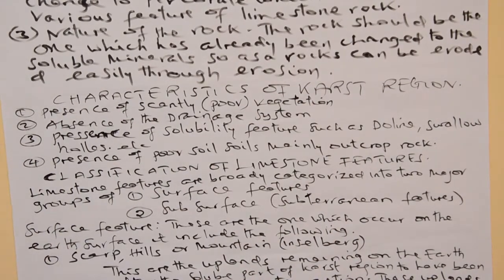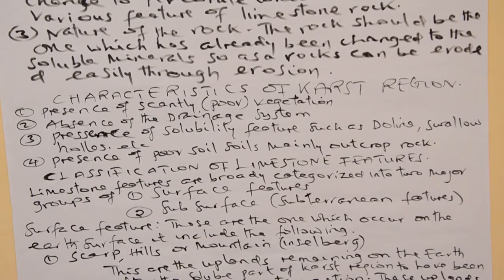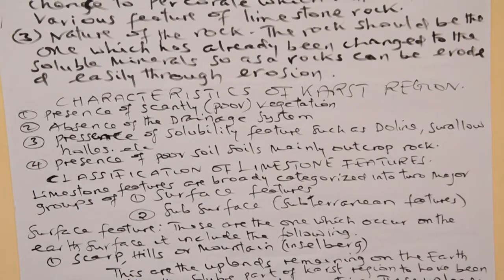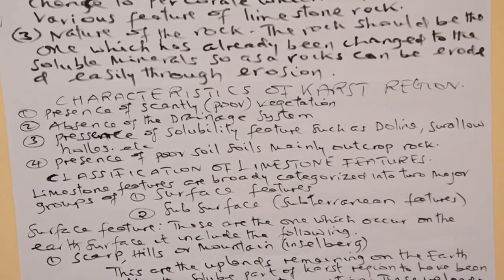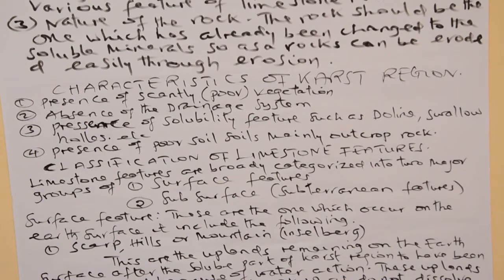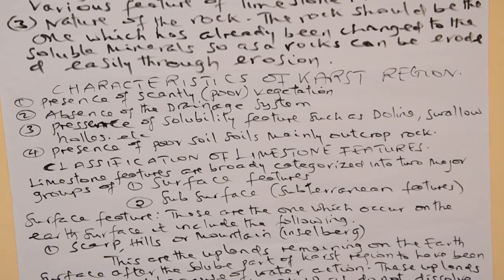Another feature is the absence of a drainage system. Dear students, the meaning of drainage system is the general appearance of water bodies. It can be ponds, swamps, rivers, oceans, lakes, and others of the same kind. Because the landmass is limestone in nature, wherever water takes place on the surface, it will be quickly absorbed, and the appearance of water bodies will be impossible because the reaction takes place as quickly as possible.